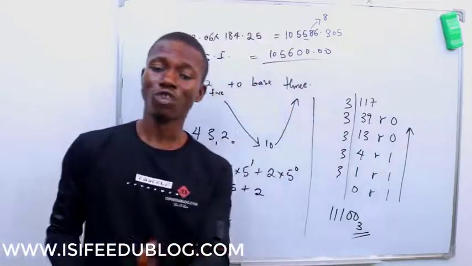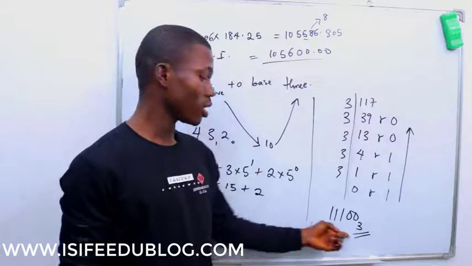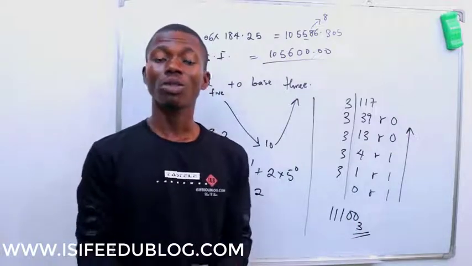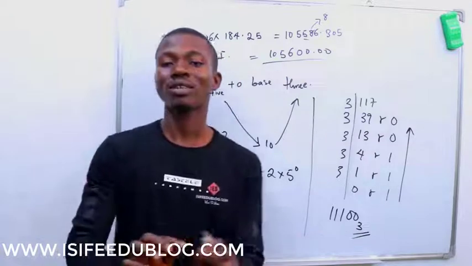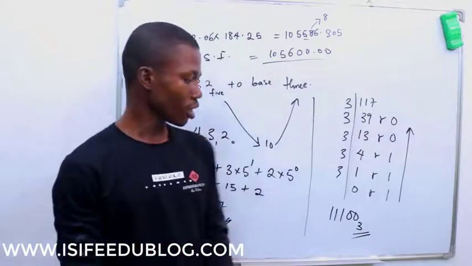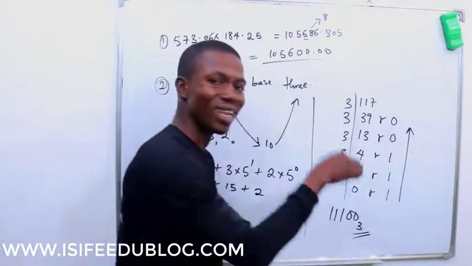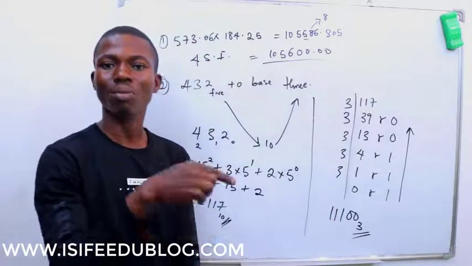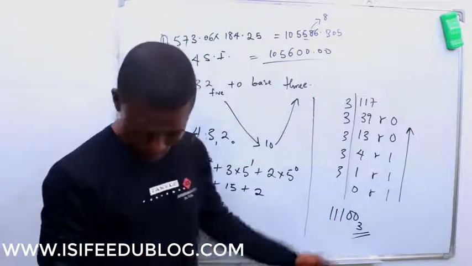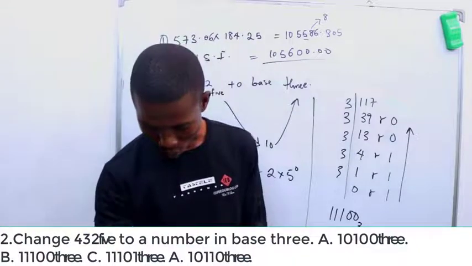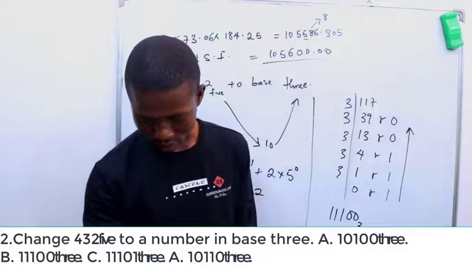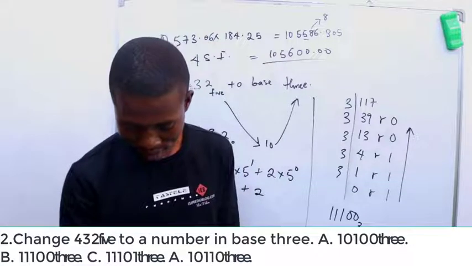One thing about conversion from one base to another is no number here will be up to 3. No number here will be equal to 3. Assuming we have 3 here, it means our answer is wrong. So every number here must be less than 3. So let's look at our options. Option B is our correct answer, 11100 base 3.